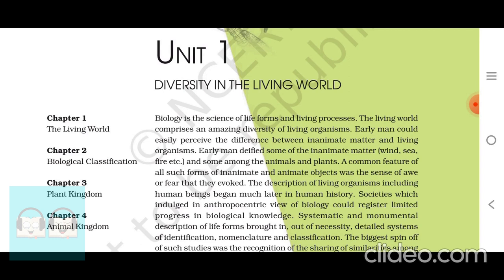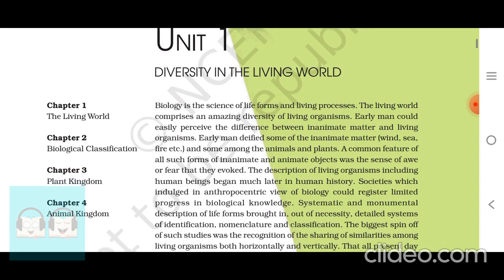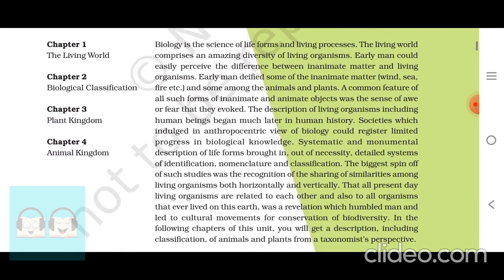Early man deified some of the inanimate matter like wind, sea, fire, etc., and some among the animals and plants. A common feature of all such forms of inanimate and animate objects was the sense of awe or fear that they evoked. The description of living organisms, including human beings, began much later in human history. Societies which indulged in anthropocentric view of biology could register limited progress in biological knowledge.